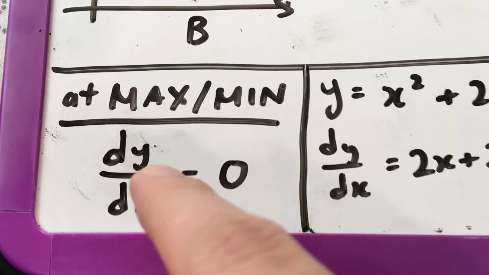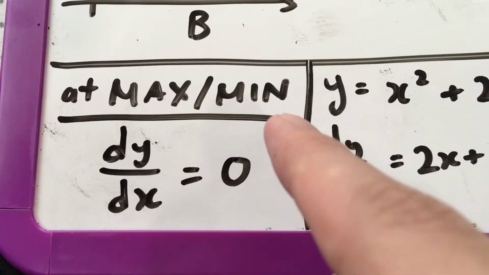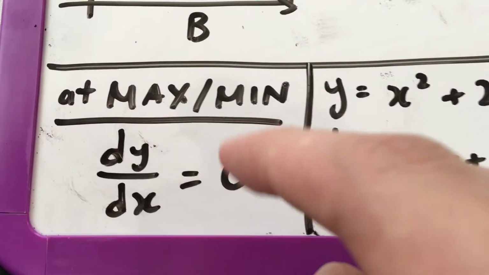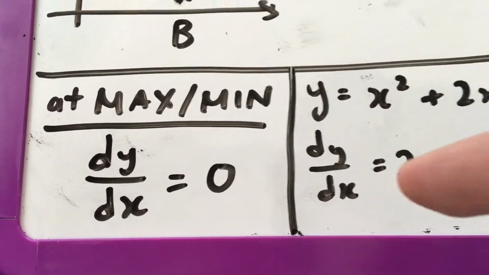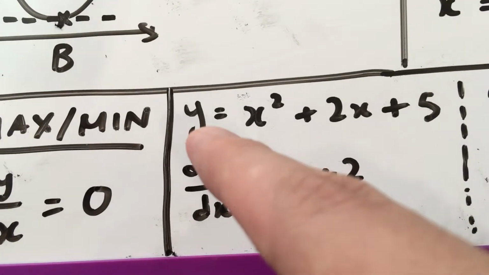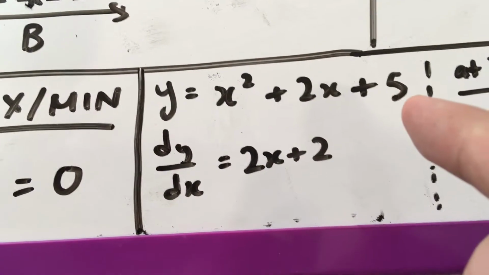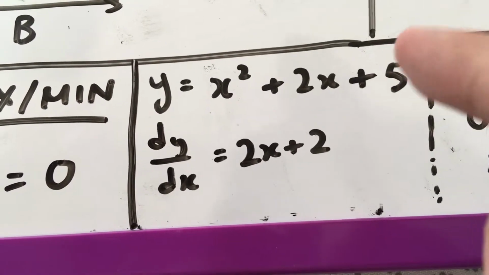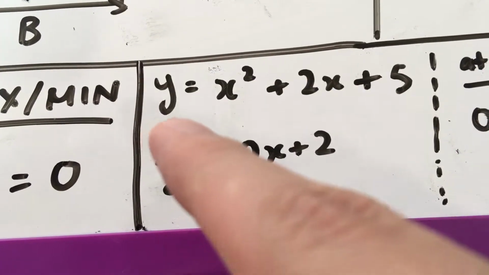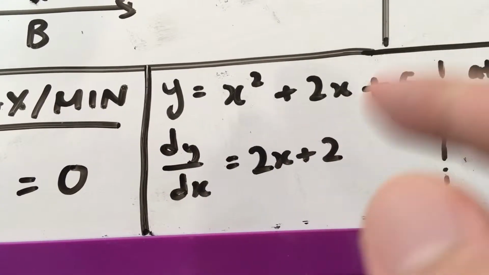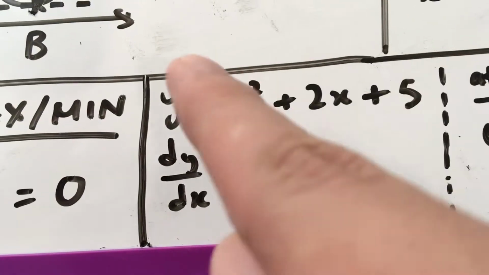The general rule of thumb is, at a maximum or minimum point, also known as a turning point, dy dx equals 0. So you can use this fact to solve some questions. For example, I have this equation, y equals x squared plus 2x plus 5, and I want to use this information to find the turning point. I haven't specified whether it's maximum or minimum yet. I'll show you later. But for now, please find me the turning point.